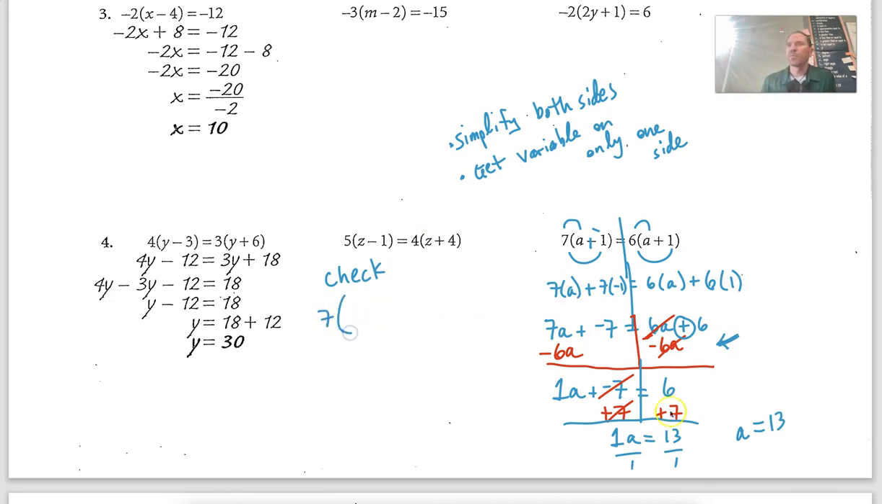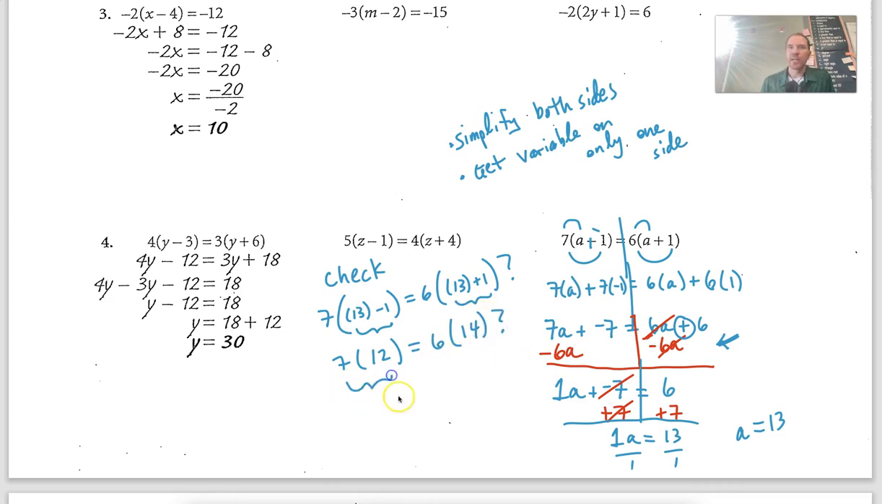So this would be 7 times in the parentheses 13 minus 1. And that's supposed to be equal to 6 times in the parentheses 13 plus 1. Is that true? So here, remember, I have the numbers. I'm not canceling now. I can just do the operations. So work inside the parentheses. 13 minus 1 is 12. Here, 13 plus 1 is 14. Is 7 times 12 the same as 6 times 14? This one I know is 84. This one I'm going to grab the calculator. 6 times 14. I don't remember that one. But it's 84. So there you go. Good. All right. Awesome. So I like this. Box in my answer. That's a good answer.